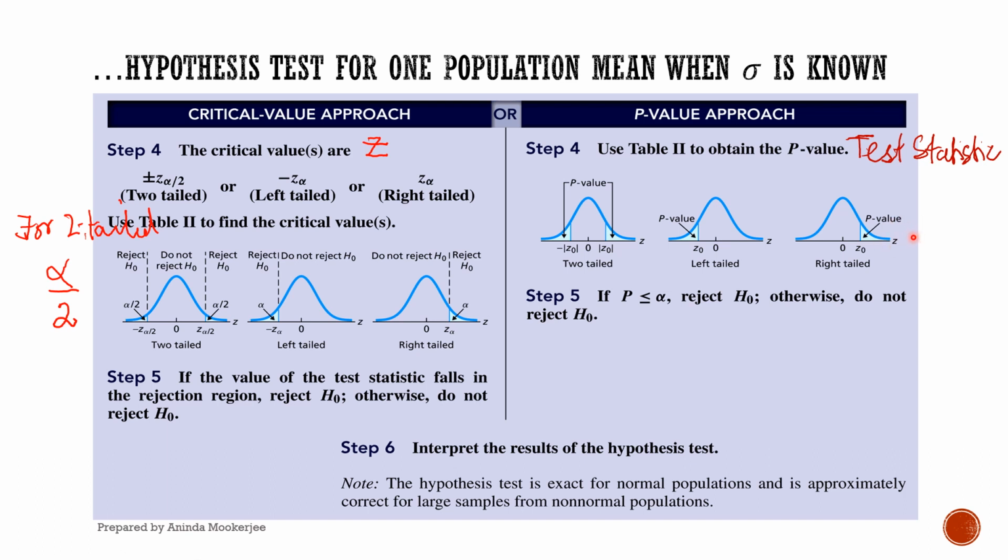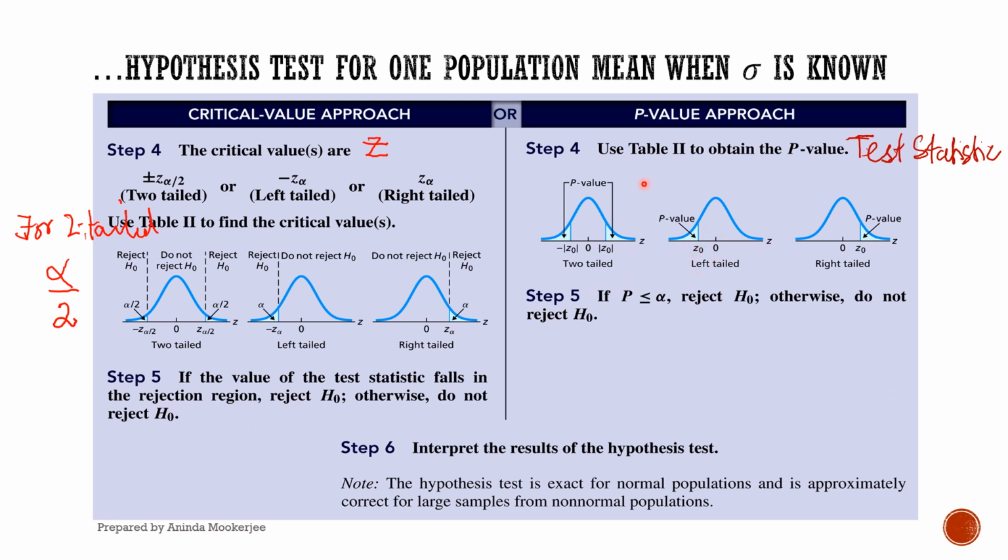All right, the probability value or the area to the right or to the left or on both sides of the curve. Again, that will depend on whether it's a two-tailed test or a left-tailed test or a right-tailed test. If it's a right-tailed test, the p-value will be to the right of whatever your test statistic value is. If it is a left-tailed test, then the p-value will be towards the left of whatever your test statistic value is.